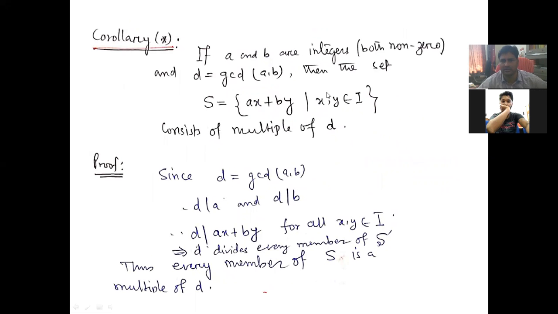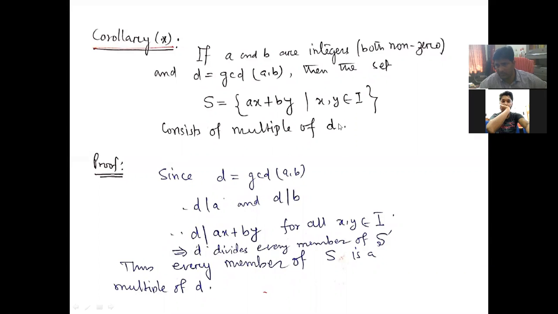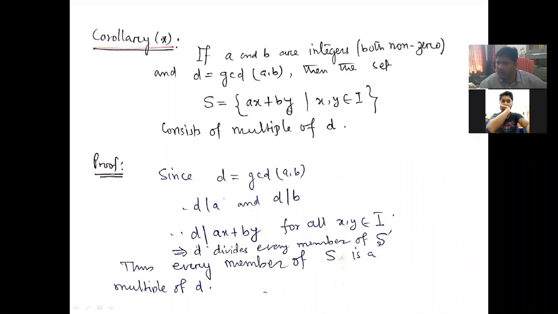Now you see a small result, you can say a corollary. If a and b are integers, both non-zero, and d equals GCD of a and b, then the set S equal to ax plus by, where x, y belong to the integers, consists of multiples of d. There is no need to solve this; it is simple. Because d equals GCD of a and b, d divides a and d divides b. So d divides ax, and d divides by. Already we have proved that if some number divides two numbers, then it also divides their sum. So d divides ax plus by.